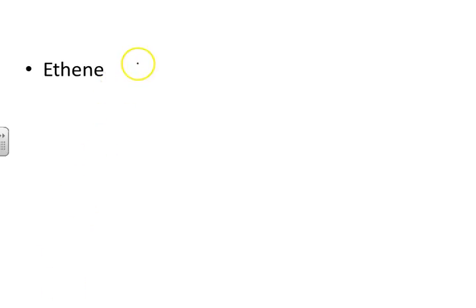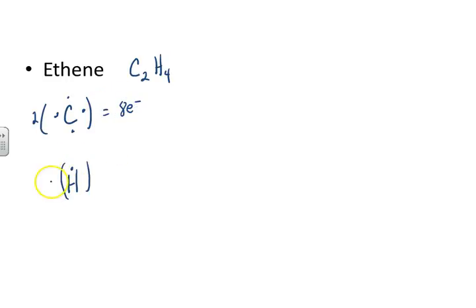Ethene. C2H4. Carbon, hydrogen, 2 carbons, 8 electrons, 4 hydrogens, 4 electrons, 12 electrons total.